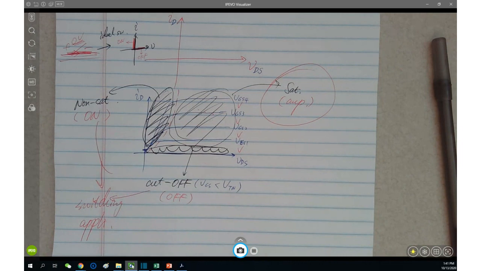Asking for amplification gain. Well, is it amplifier or switch? You don't know yet. The transistor could be either one of them. Okay. You need to check. Okay. You need to check.